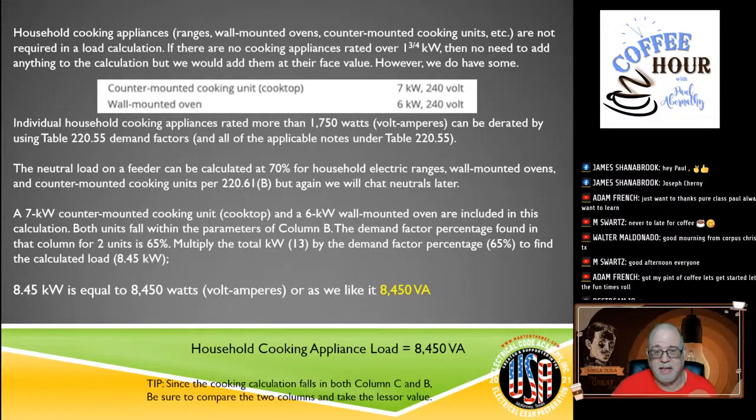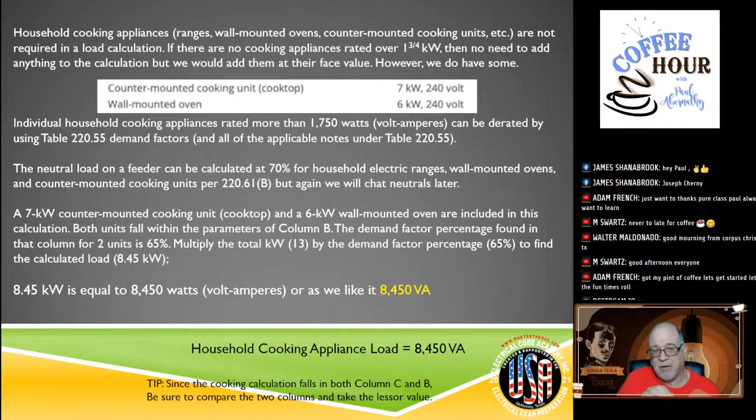I'm going to take it and add these two together. 7 + 6 = 13. I'm going to multiply that by the 65% because it says I can, right? And that is going to be what? Let's do it. Get your calc. 13 times 0.65. And that is what? 8.45 kW, or 8,450 VA, however you do it.